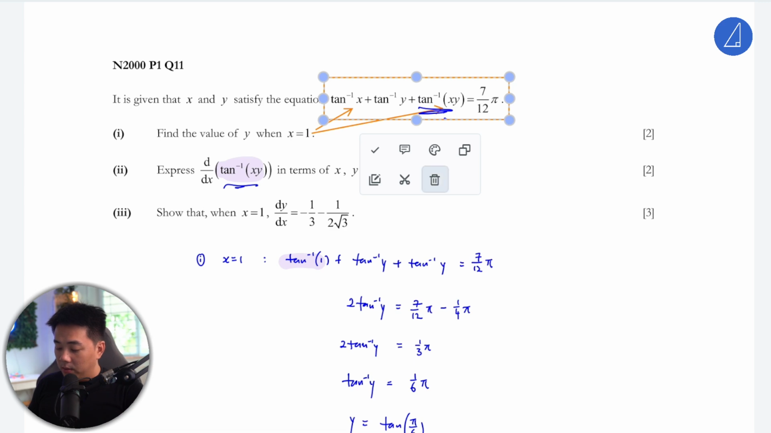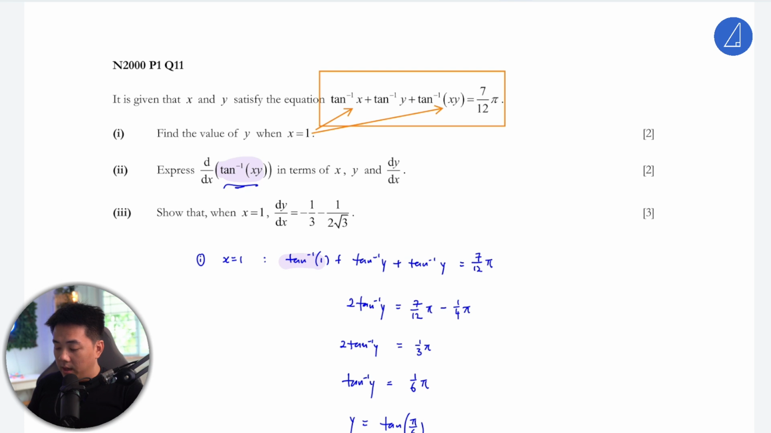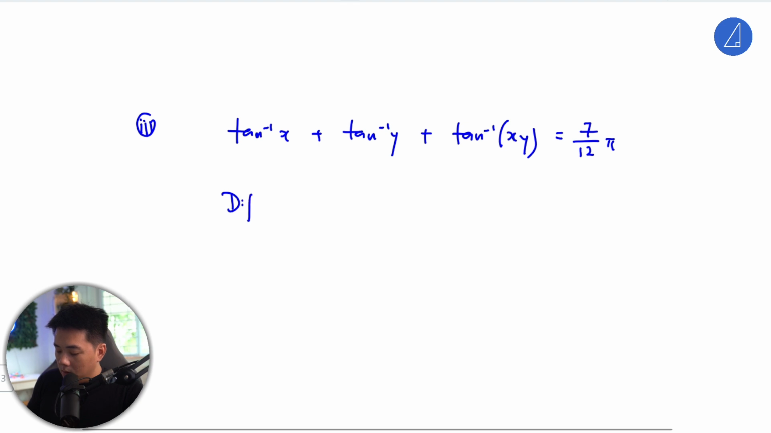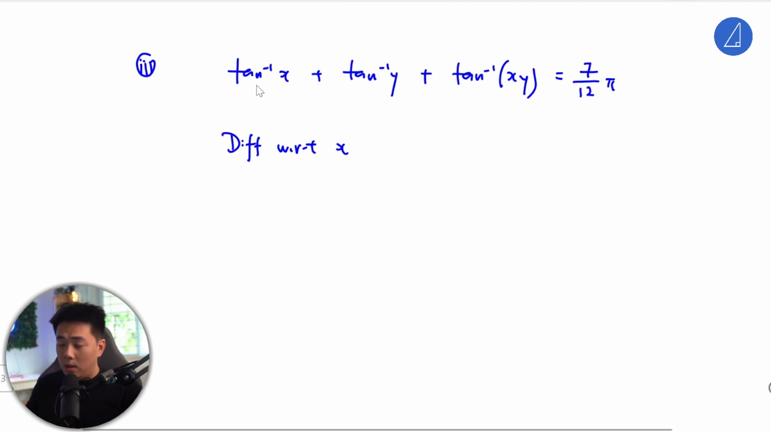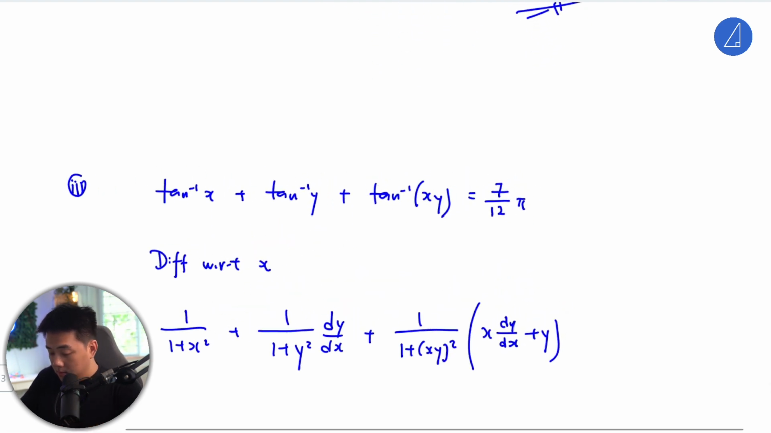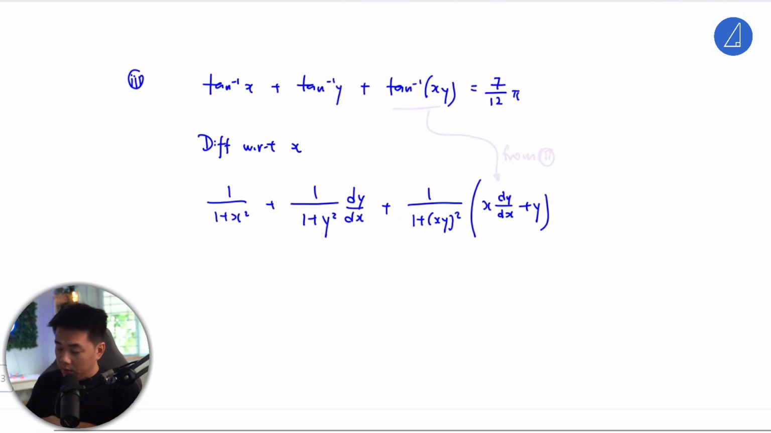Then we just need to replace values in, including x equals 1 and y equals 1 over root 3. So here we're going to differentiate with respect to x, right? So tan inverse x will just be 1 over 1 plus x squared, not an issue. Then this one will be our implicit differentiation, 1 over 1 plus y squared, and we just add a dy/dx behind. Then this last one we just take from step 2, which is this expression here. And differentiating 7 over 12 pi will just be 0.